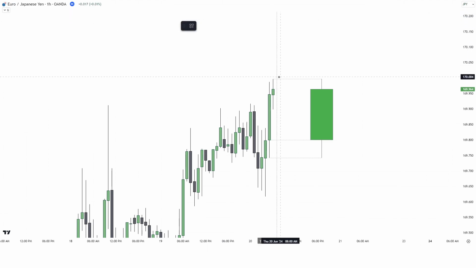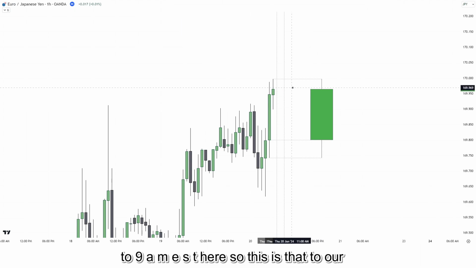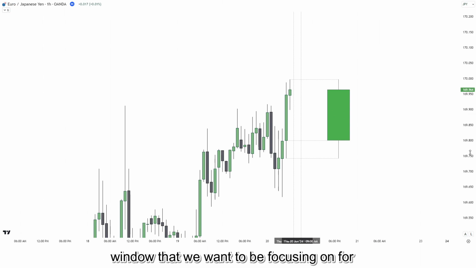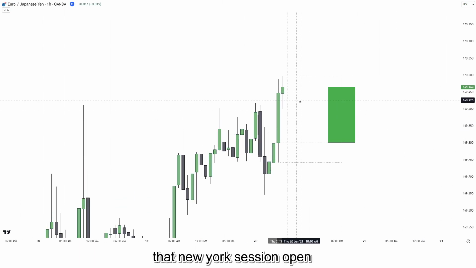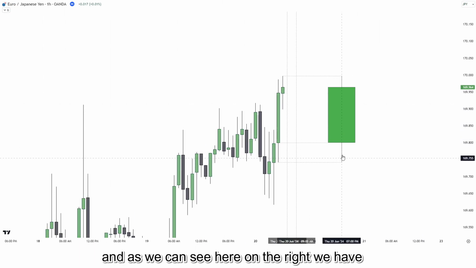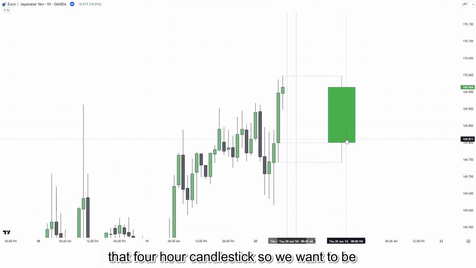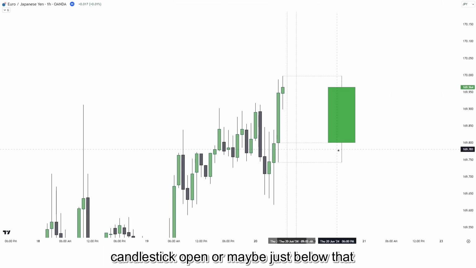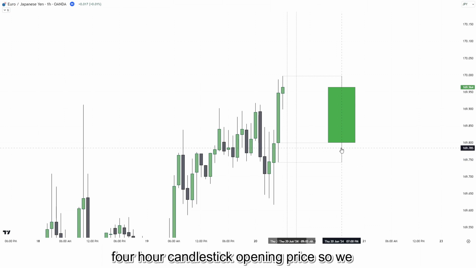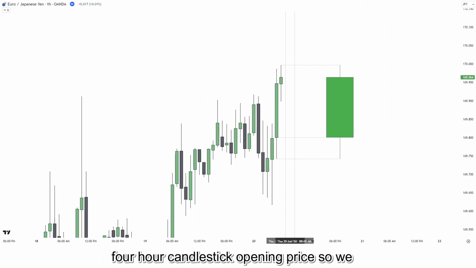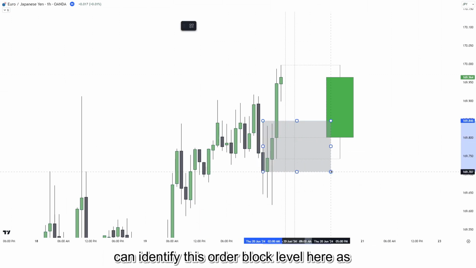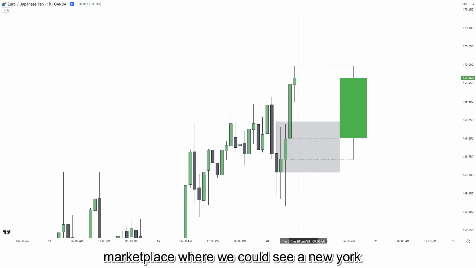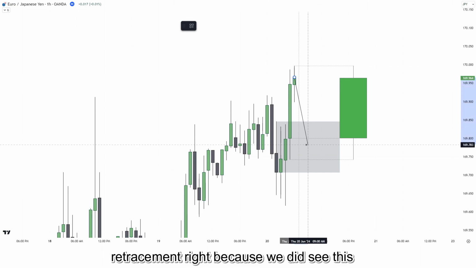7 a.m. to 9 a.m. EST here. So this is that 2-hour window that we want to be focusing on for that New York session open. And as we can see here on the right, we have that 4-hour candlestick. So we want to be looking for trades near that 4-hour candlestick open, or maybe just below that 4-hour candlestick opening price. So we can identify this order block level here as a potential area of support inside the marketplace, where we could see a New York retracement, right?